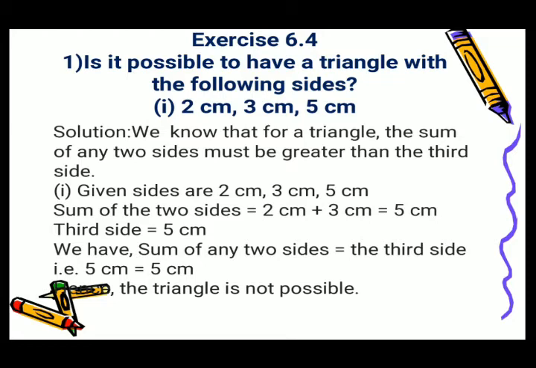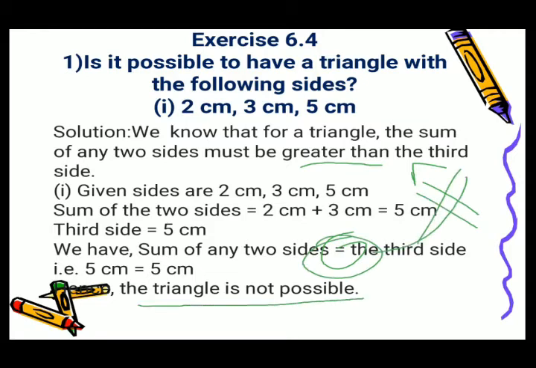Let us take 2 and 3. So the given sides are 2 cm, 3 cm, 5 cm. The sum of the two sides will be 2 cm plus 3 cm, which will be equal to 5 cm. And the third side is 5 cm. Now let us compare. The addition of two sides and the third side is becoming equal. But what we need is greater than. Here we are not getting greater than, but we are getting equal to. That means the statement is not matching. So the triangle is not possible.